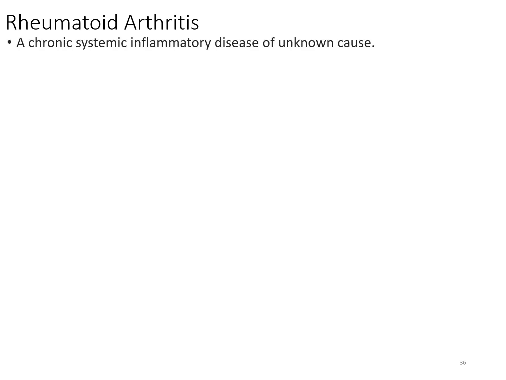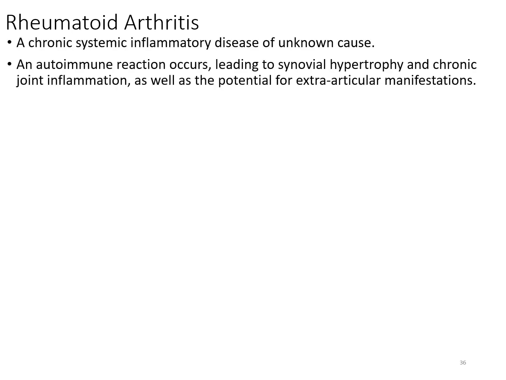So rheumatoid arthritis, right, this is a chronic systemic inflammatory disease of unknown cause. Don't know why some people get it, they just do. It's an autoimmune reaction that occurs leading to synovial hypertrophy, as we've already mentioned, and chronic joint inflammation, as well as the potential for extra-articular manifestations. That just basically means other things that can occur around your body. Extra-articular means outside the joint. Manifestations are things that happen when you have rheumatoid.